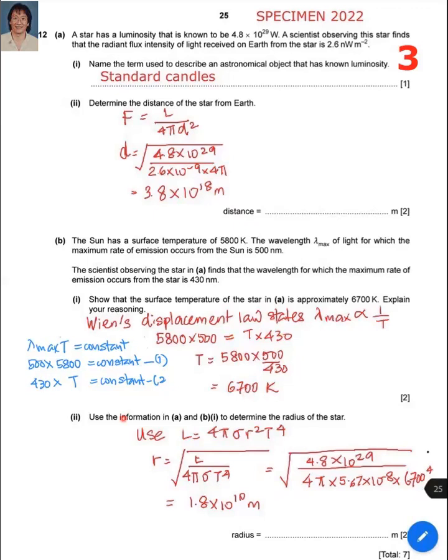Then use the information in A and B part 1 to determine the radius of the star. The equation you use is the Stefan equation. We want to find r. So you must know your L. L is known. Your temperature is calculated. Then you can substitute the values into the equation. You get 1.8 times 10 to the power 10 meters.